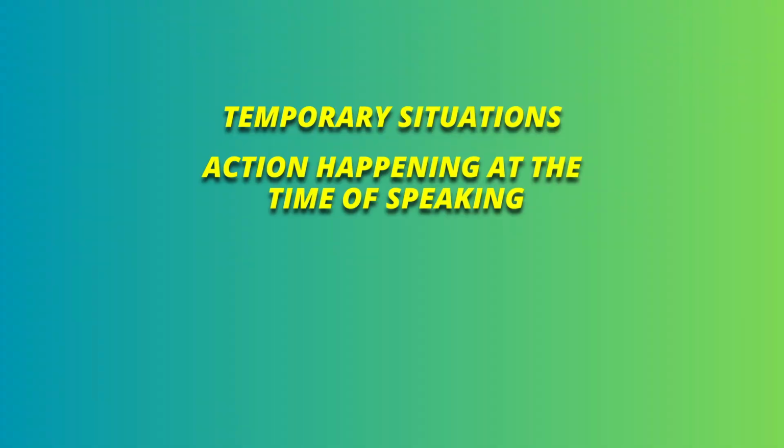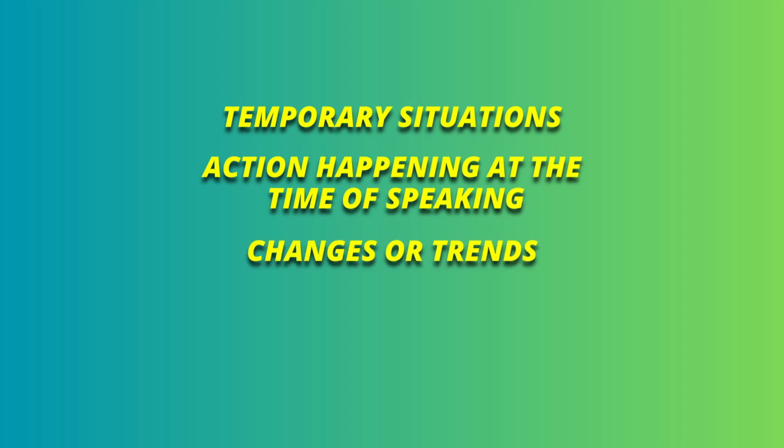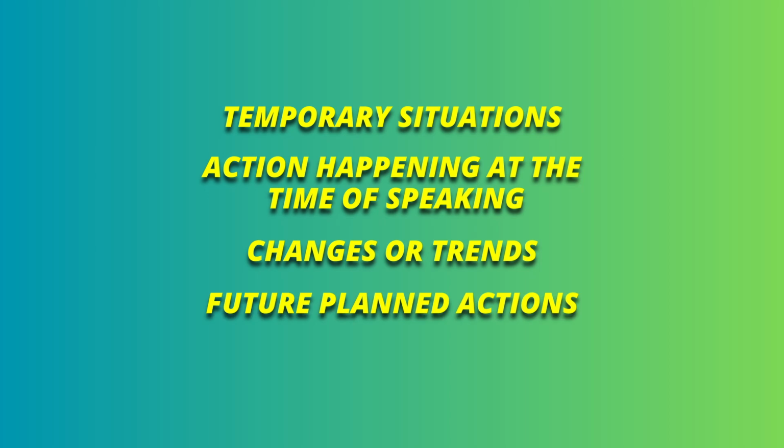So you got the uses of the present continuous form. What are the uses? I will repeat again. One is temporary situation. Then the action or the activity which is happening at the time of speaking, changes or trends, and future planned action. Okay. Now we will move to the rules of the present continuous form.